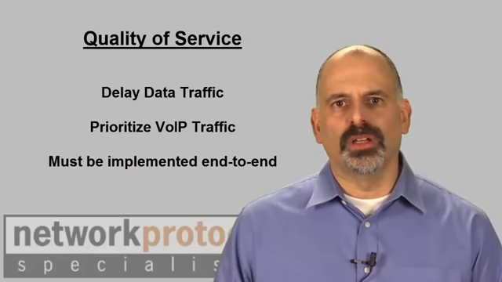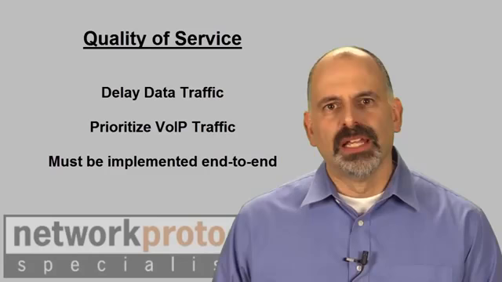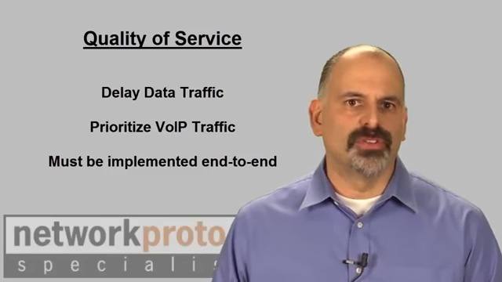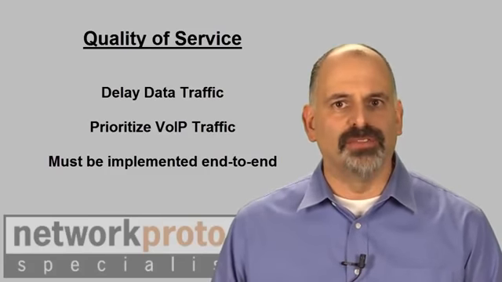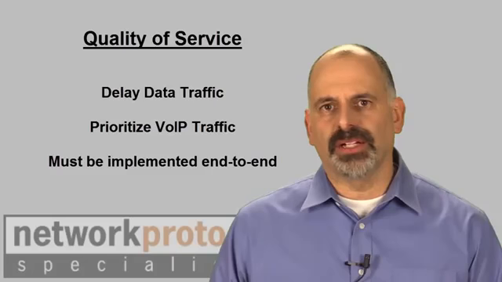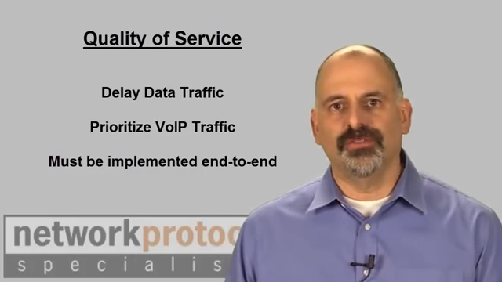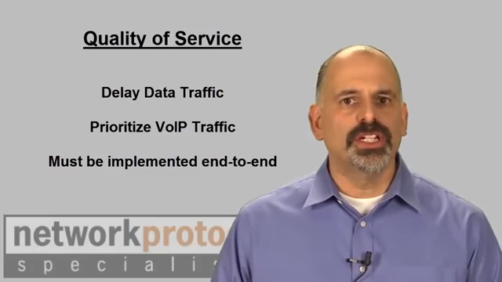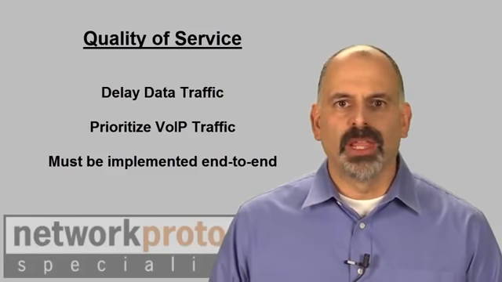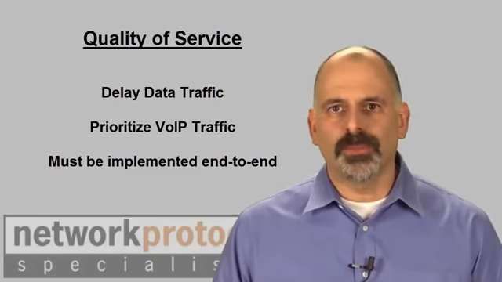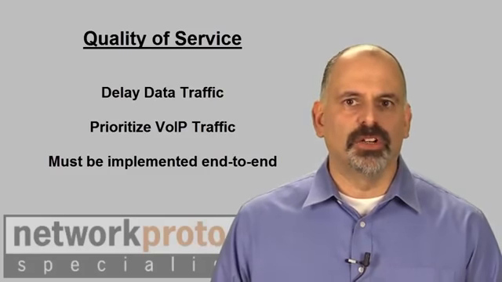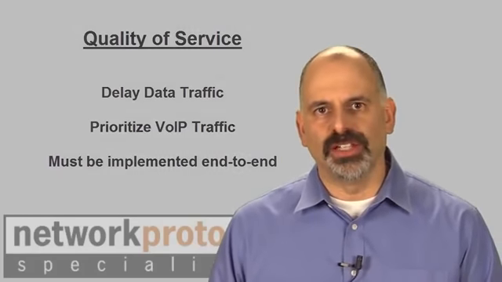To overcome some of these problems, we can implement quality of service along the path. This allows us to prioritize voice over IP traffic over data traffic. Jitter has less impact on the data traffic, so by delaying the data traffic and prioritizing the voice over IP traffic, we can achieve better voice quality. However, for QoS to work properly, it must be implemented across the entire path between the two devices.